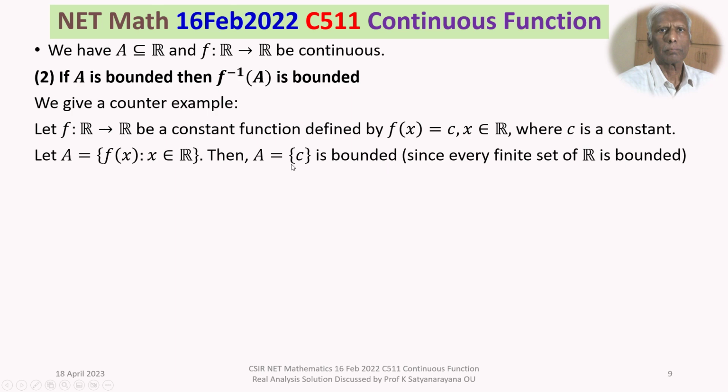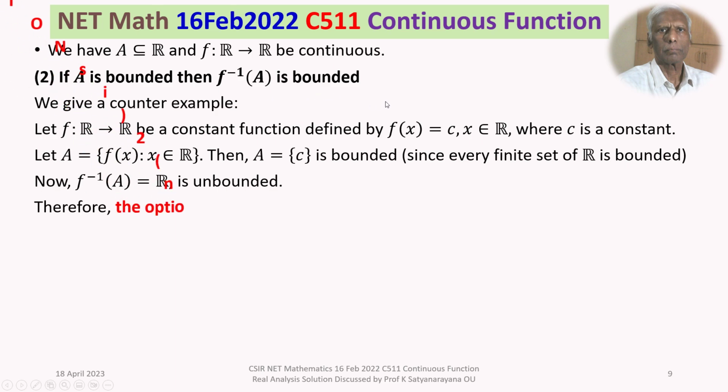So what is its inverse image? f inverse of A is the whole of R, the whole of the domain, since f of x is equal to c for x belongs to R. The inverse image of the set A, that is the singleton {c}, is the whole of R, that is minus infinity to plus infinity, which is unbounded. So A is bounded implies f inverse of A is also bounded is not true. Therefore, option 2 is not true.